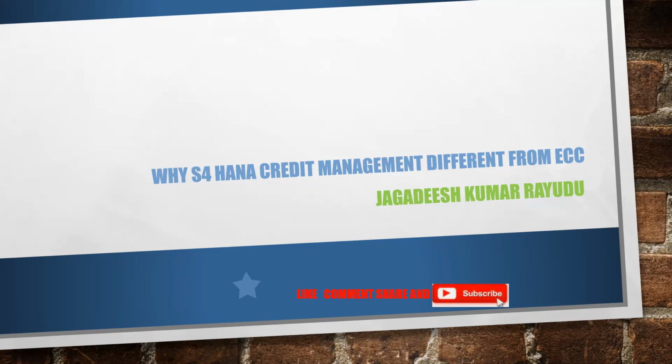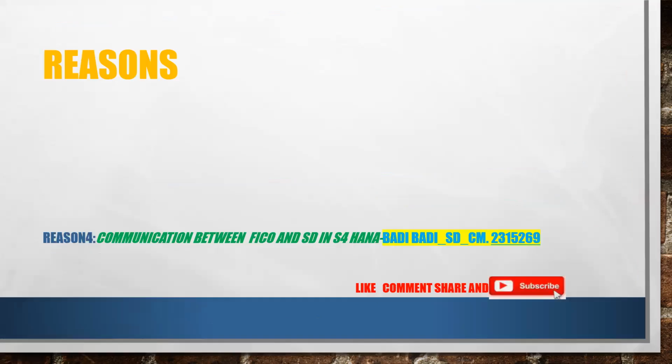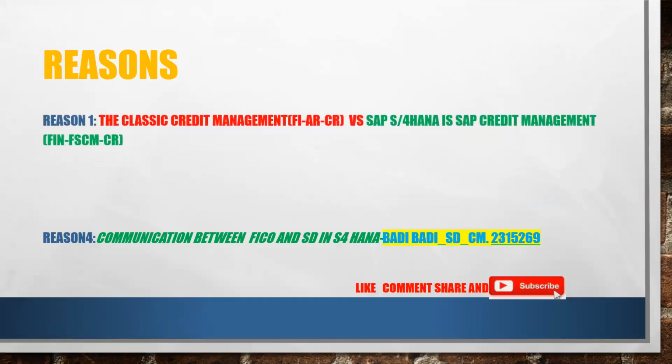Let's try to understand why S4 HANA credit management is different from your ECC. Both have similar functionality, but it has its own reasons. Reason one: the classic credit management, FI-ARCR, which is finance, accounts receivable, and credit management, got replaced with SAP S4 HANA credit management, FIN-FSCM credit management.